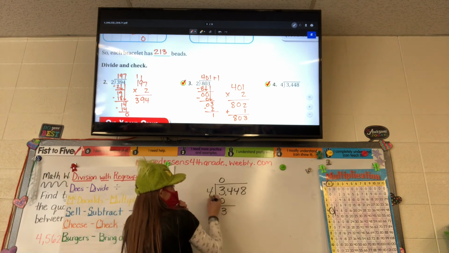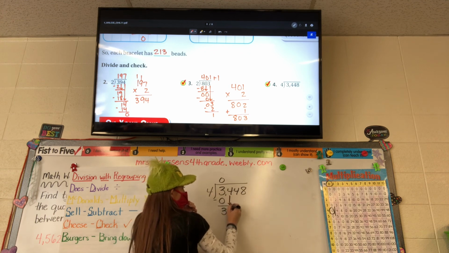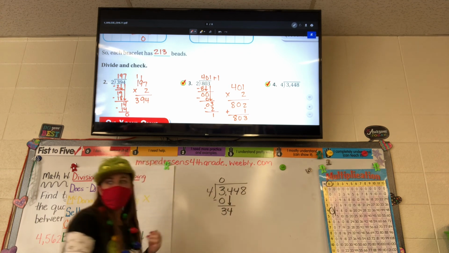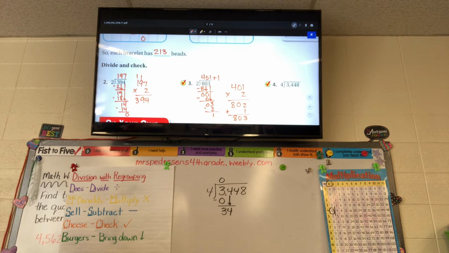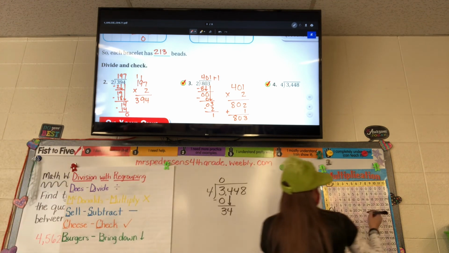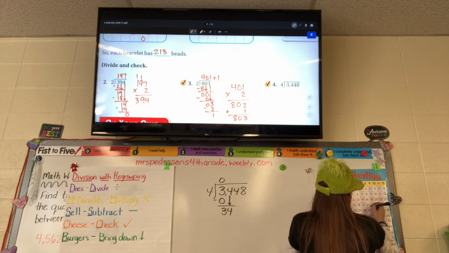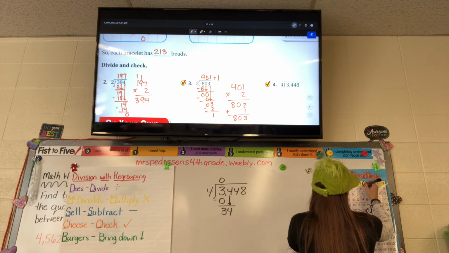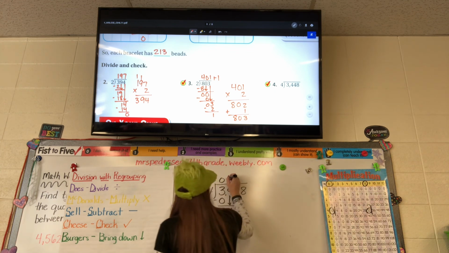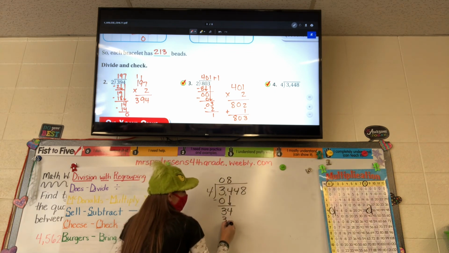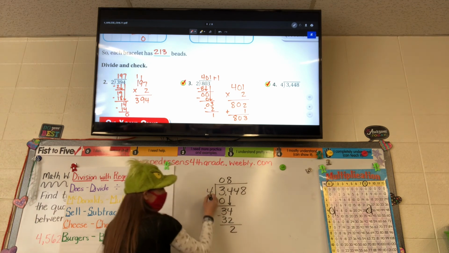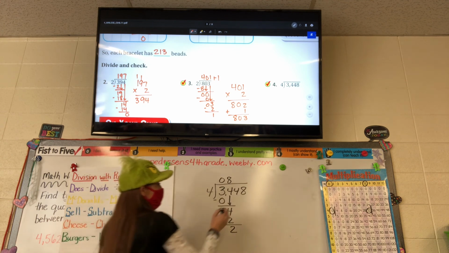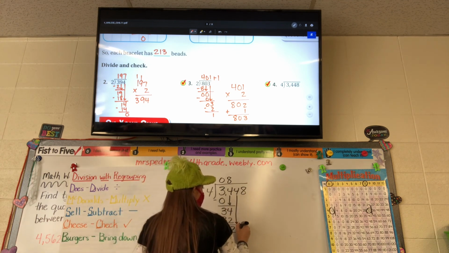Bring down the 4. 3 is less than 4, so we can bring down the 4. So now we're going to the 4 row and we're looking for what? 34. 34 would be between 32 and 36. Good, look to the left, go up. What do we write on top? 8. What do we write down below? 32. 34 minus 32 is 2. Is 2 less than 4? Yes. So we can bring down our 4.